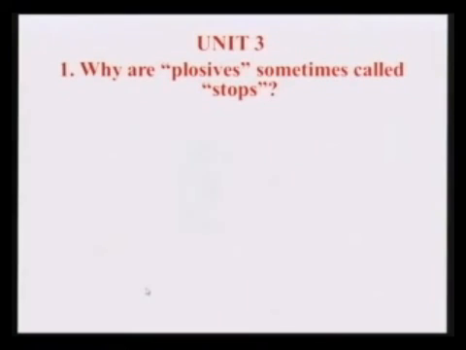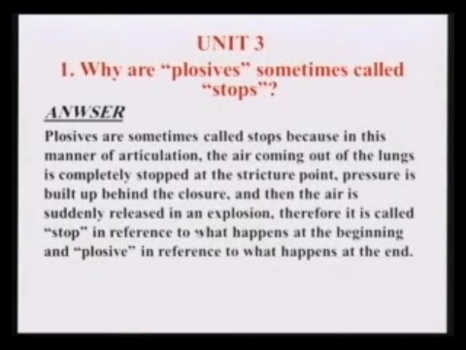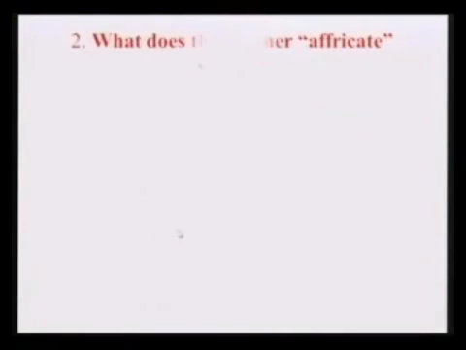Why are plosives sometimes called stops? Plosives are called stops because in this manner of articulation, the air coming out of the lungs is completely stopped at the stricture point. Pressure is built up behind the closure, and then the air is suddenly released in an explosion. So if you use the explosion, you call it plosive; if you use air completely stopped, you call it stop. Therefore it's called a stop or a plosive. Some people say one and some say the other.